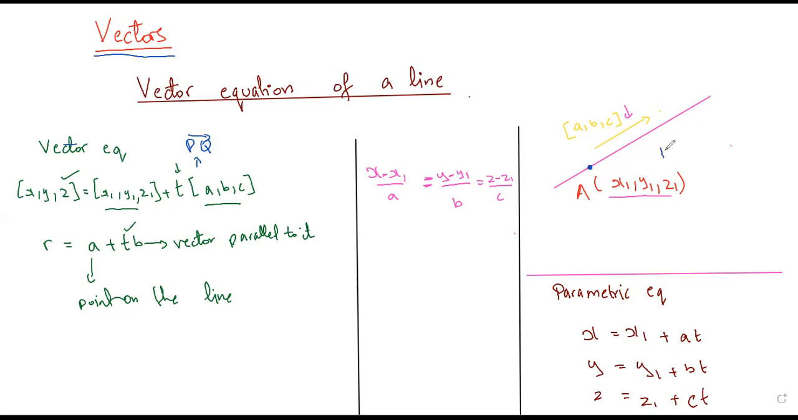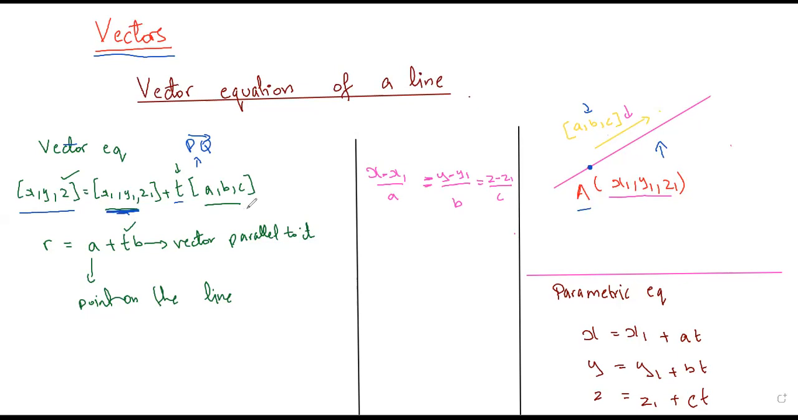So we are finding the vector equation of this pink line. For that, we need a point, that is A, and a vector that is parallel to this pink line. That vector is ABC. So you write it this way: x, y, z equals x1, y1, z1. This is your point that is on the line, plus t, a constant, multiplied by ABC, the vector parallel to it.